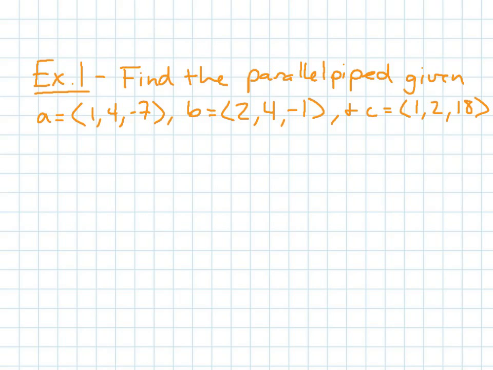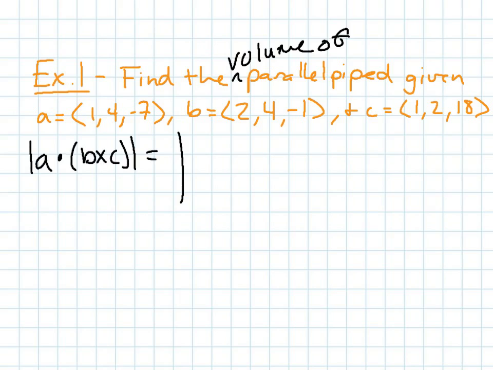So on the next slide, we have three vectors, and I want to find the volume of the parallelepiped given. Now I can do this one of two ways. First I'm going to show using the determinant. So let's say that the top one's 1, 4, -7, the next is 2, 4, -1, and then 1, 2, 18.